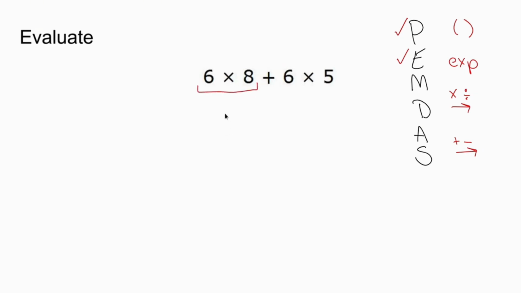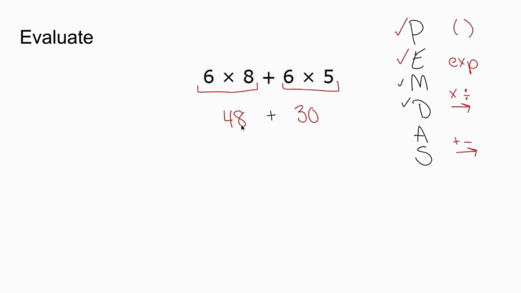6 times 8 is 48. And you know what else? 6 times 5 is 30. That plus sign that was there is just going to drop right down. Do I have any more multiplication or division? Nope, so you're done.